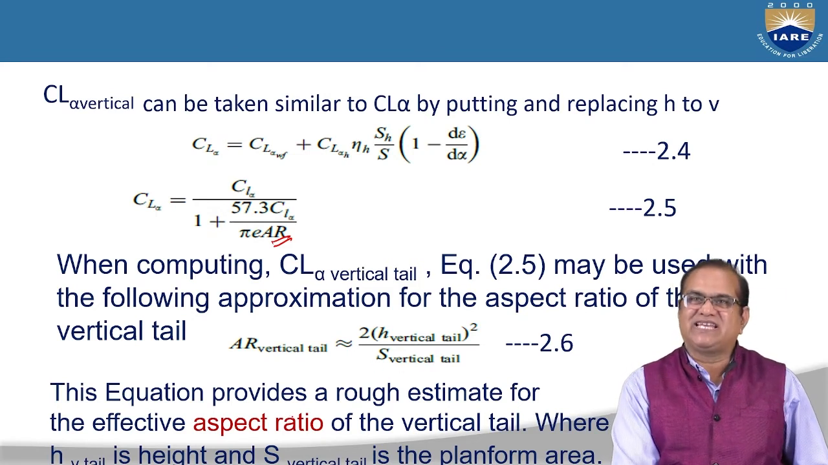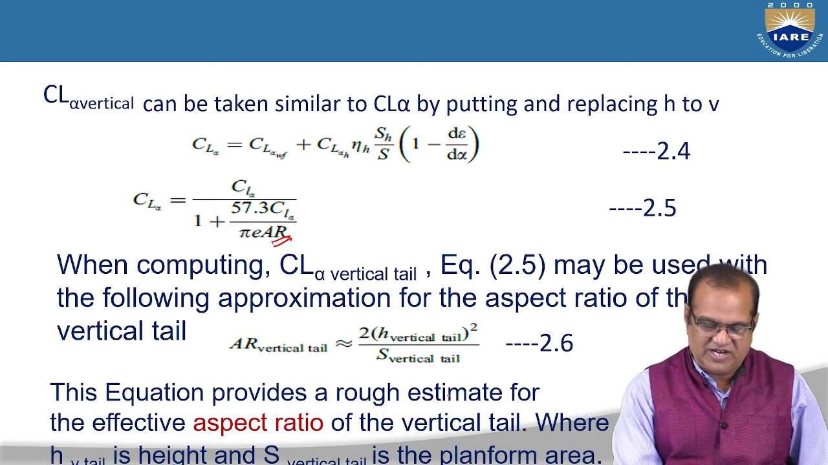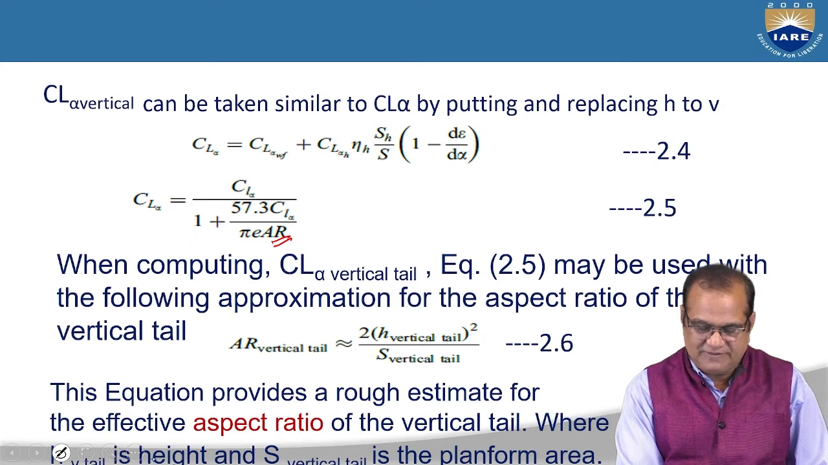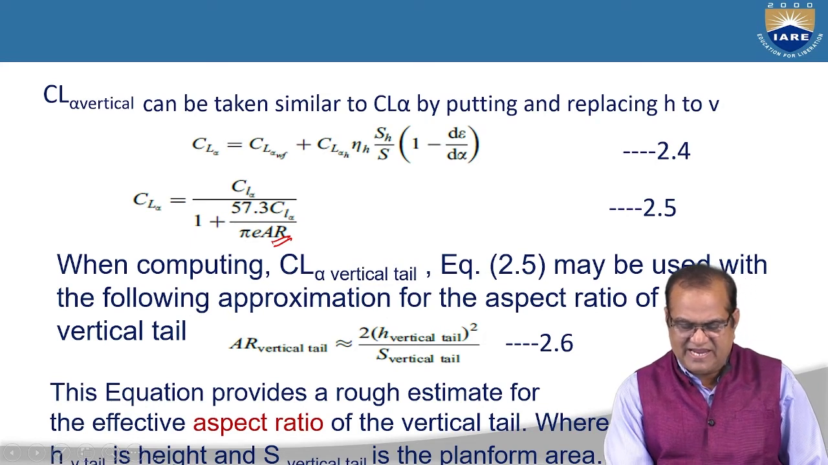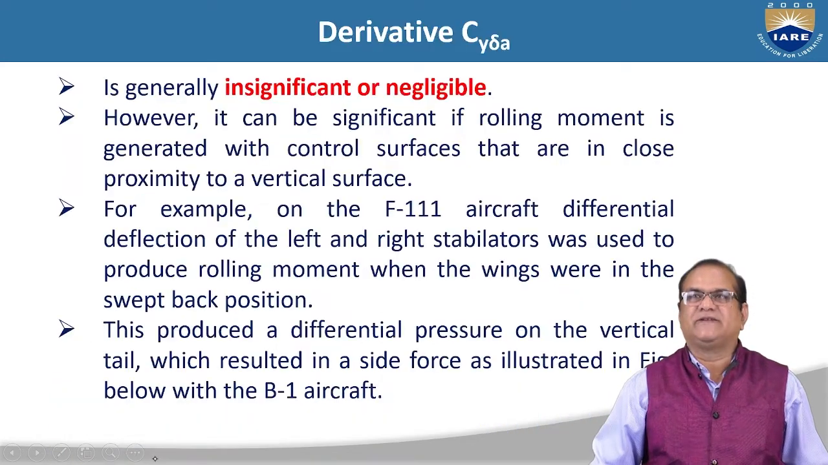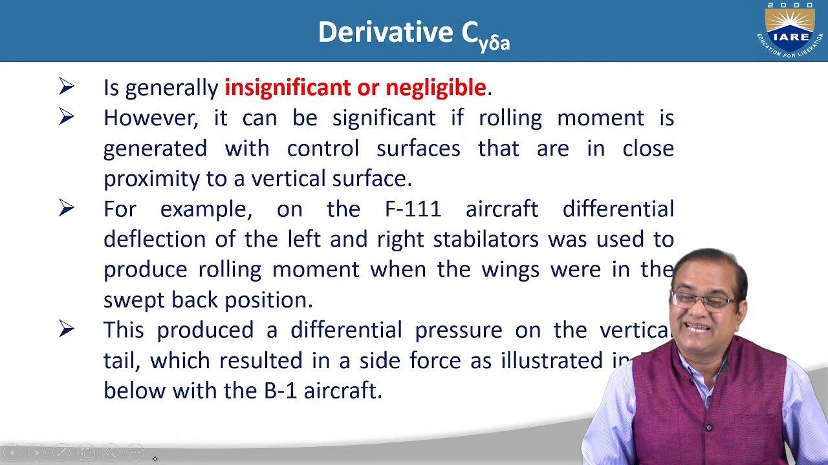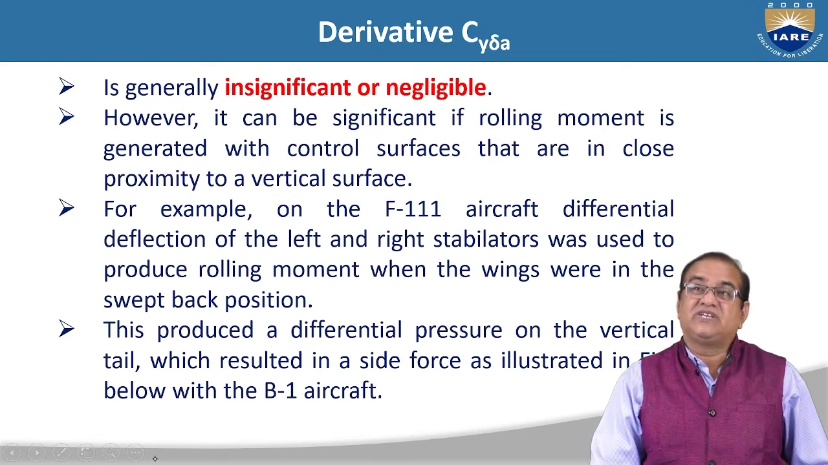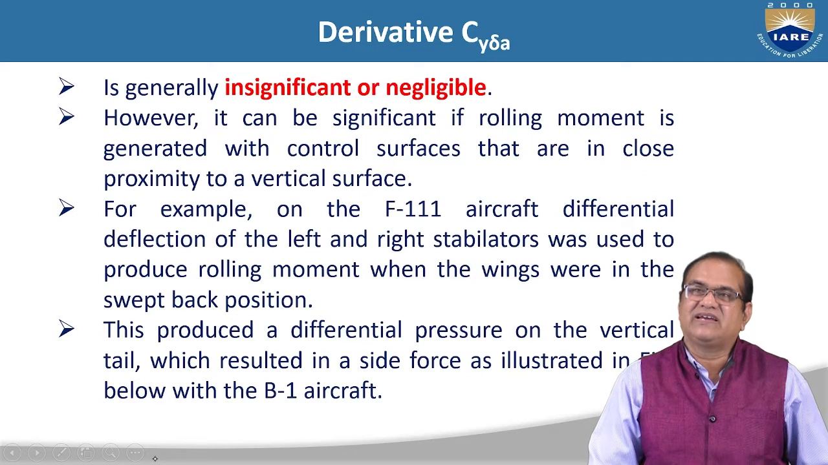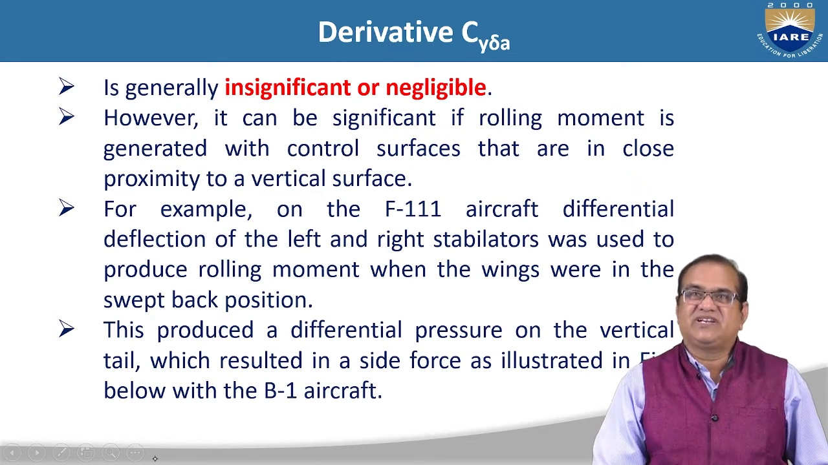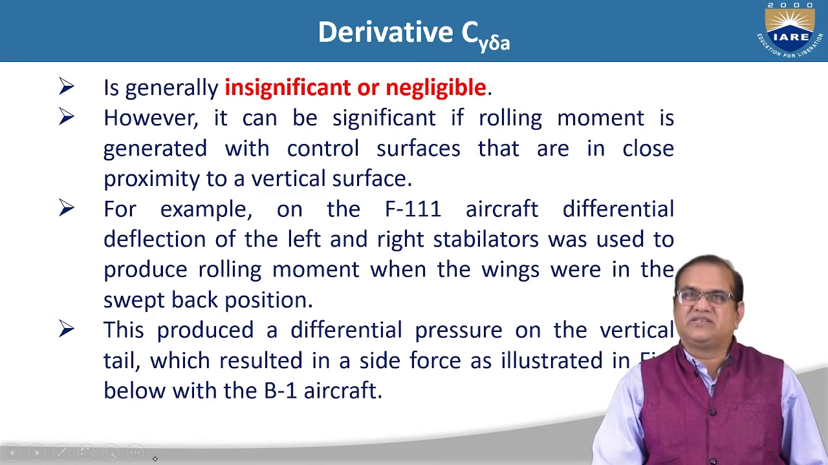The equation provides a rough estimate for the effective aspect ratio of the vertical tail, where h vertical is height and s vertical is the planform area of the vertical tail. Now the second derivative is Cy delta a. Cy delta b we have already done. Now delta a reflects the deflection of the aileron, which is generally insignificant or negligible.